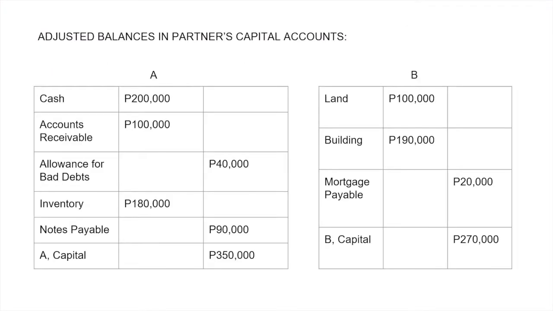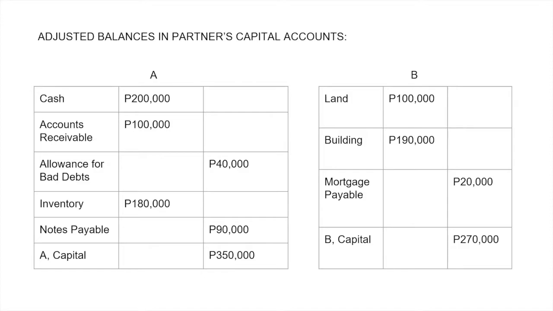These are the adjusted balances in the partners' capital accounts. In A's books, cash has 200,000 pesos, accounts receivable has 100,000 pesos, allowance for bad debts of 40,000 pesos, an inventory of 180,000 pesos, and notes payable of 90,000 pesos. The overall A's capital is 350,000 pesos.